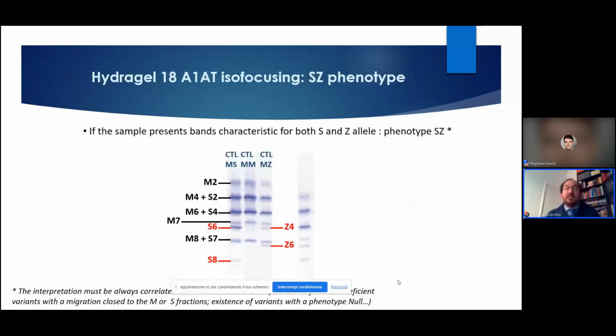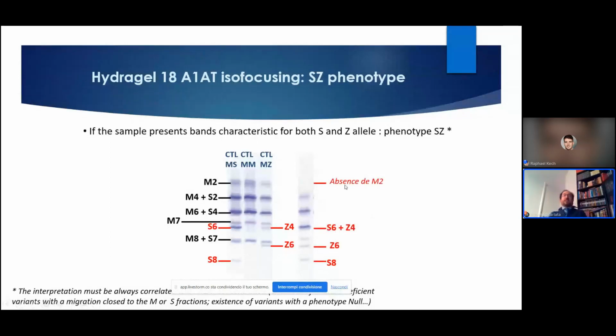Another potential mutation is done by the SZ phenotype. In this case, what you need is a control for all three variants, MS, MM, and MZ. And you should keep in mind that what you're going to see are the features of both mutations, meaning the band S6, the band S8, the band Z4, and the band Z6. And here is how you see the sample of your patient.